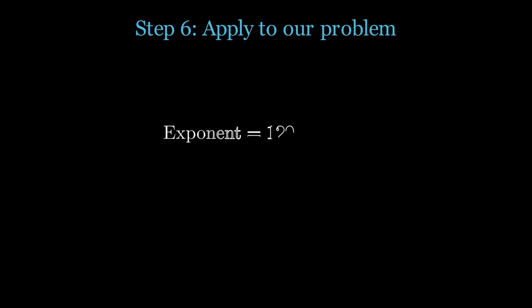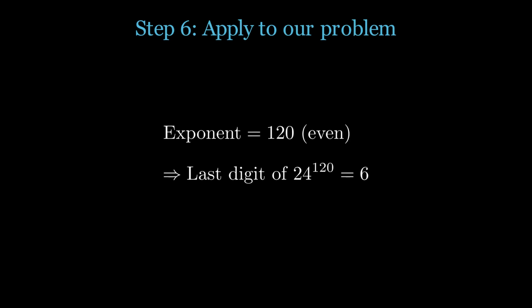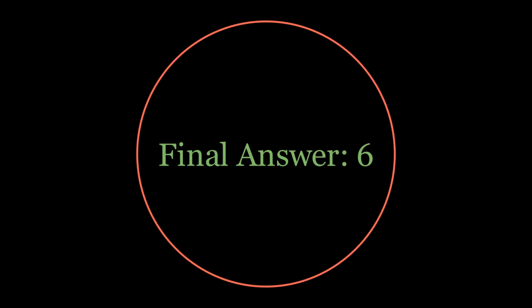Since our exponent is 120, which is even, the last digit should be 6. Therefore, the last digit of 4 factorial raised to the power of 5 factorial is 6.